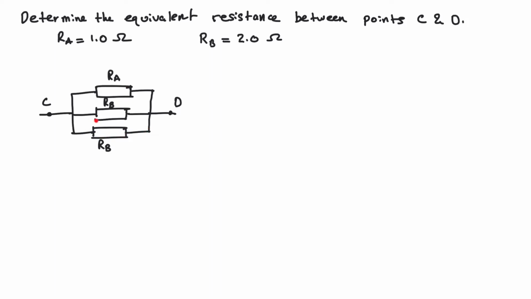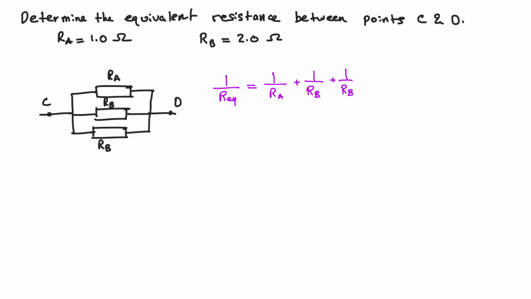So this is a pure parallel circuit, or a parallel path, and it's not a mixed circuit. Since I know that it's a parallel circuit, I'm just going to write that the equivalent resistance, 1 over R equivalent, is equal to 1 over RA plus 1 over RB plus 1 over RB, because there's 3 of them.